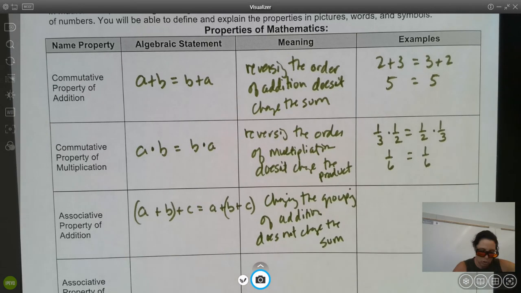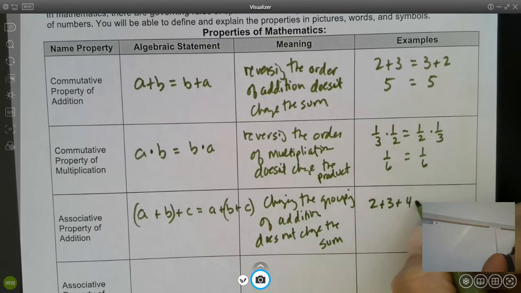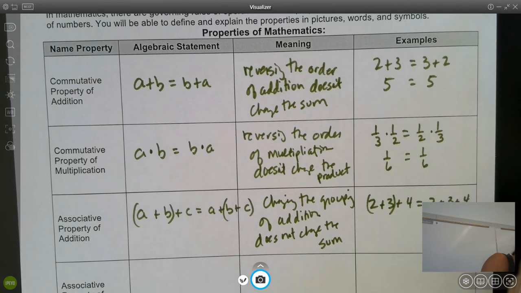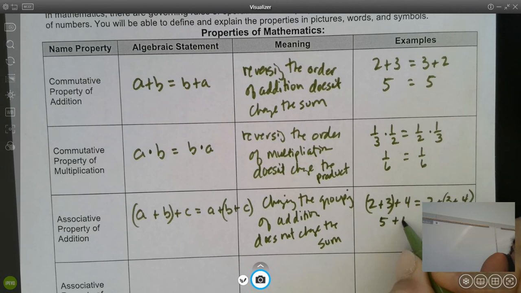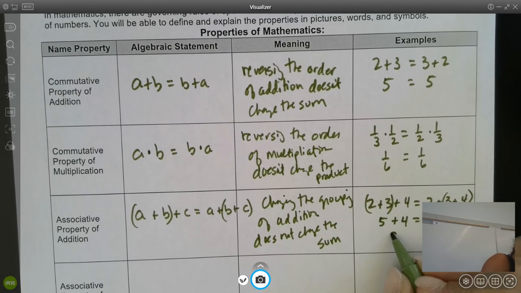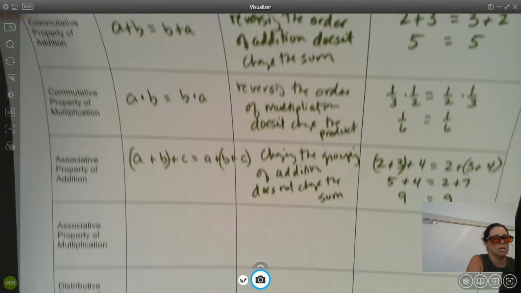So let's do (2 plus 3) plus 4 equals 2 plus (3 plus 4). Let's group together those. Let's group together those. So this would be 5 plus 4, and this would be 2 plus 7. 5 plus 4 is 9, and 2 plus 7 is 9. Whoops, let's scooch that up a little bit.